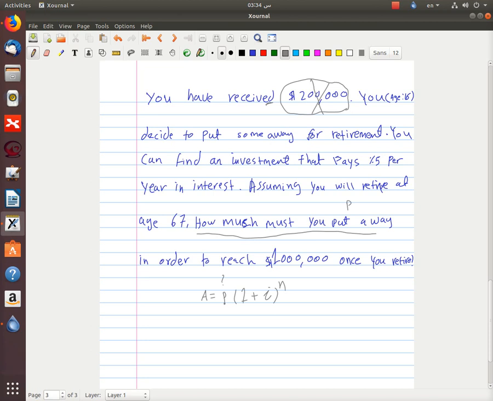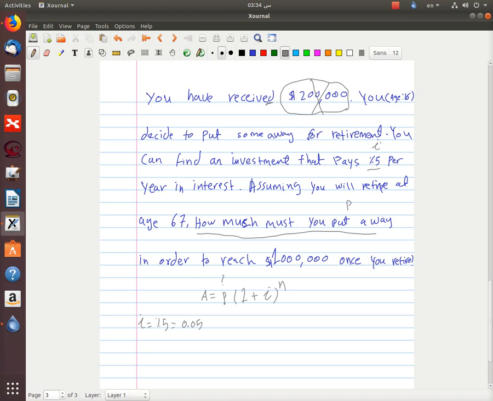You need a part of it. Okay, how much is it? It is P, and this is what we are going to solve. So you at age 16 decide to put some away for retirement. You can find an investment that pays 5%. So now we're gonna have 5%. So I is 5%, or in other words it could be 0.05.